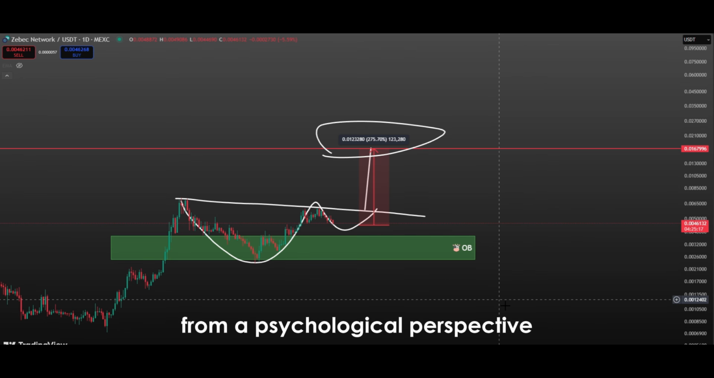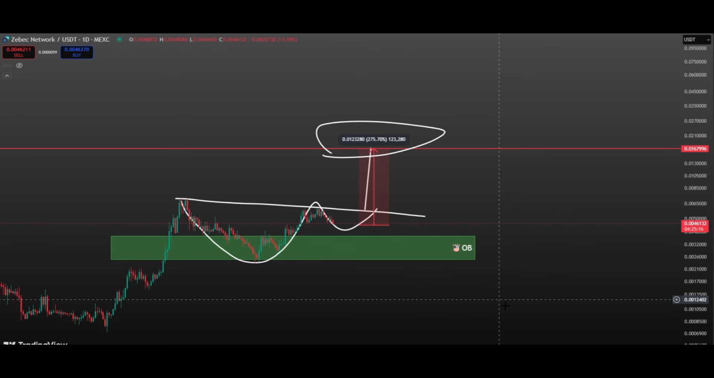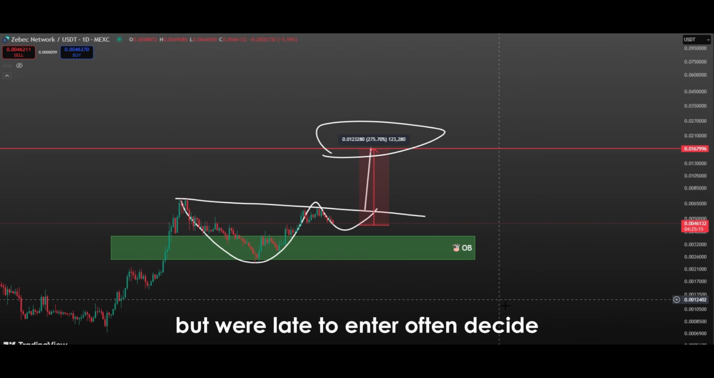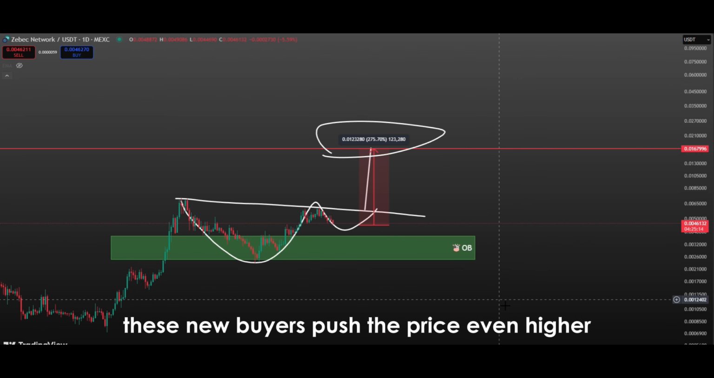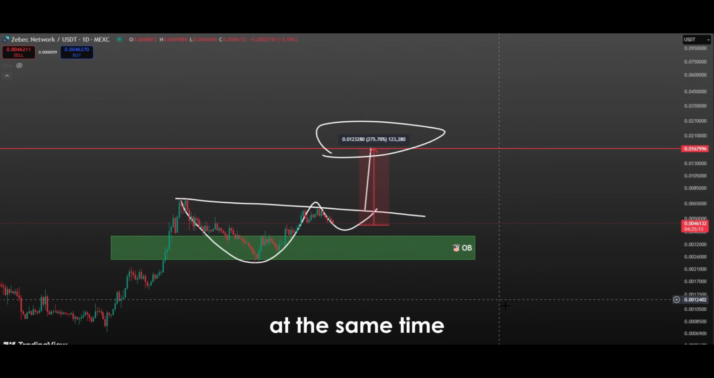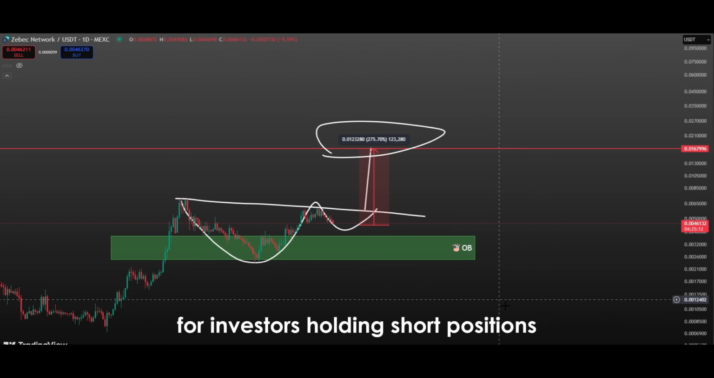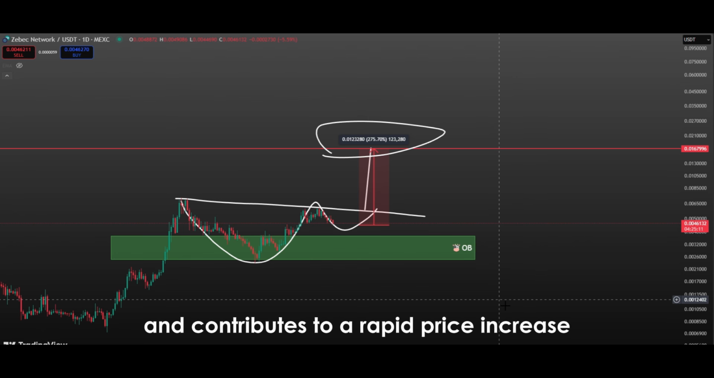From a psychological perspective, the handle breakout sends the message, "The trend is continuing," to investors. Those who saw the market recovering in the cup part but were late to enter often decide, "I must get in now," when the handle breaks. These new buyers push the price even higher. At the same time, the handle breakout usually triggers stop losses for investors holding short positions. This creates additional buying pressure and contributes to a rapid price increase.